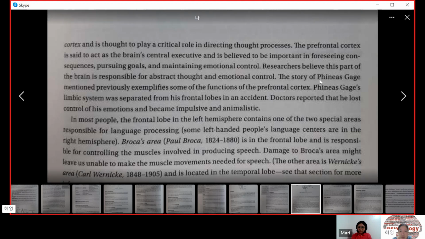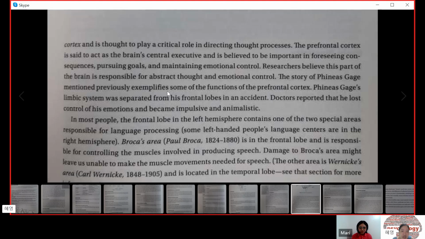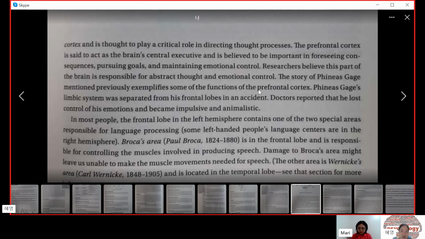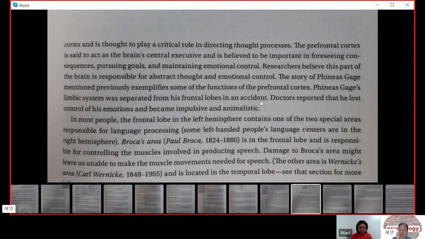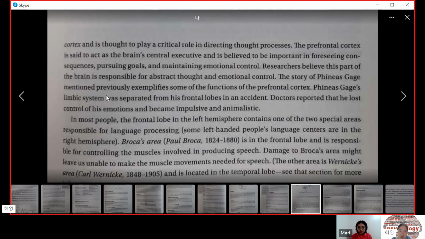The story of Phineas Gage mentioned previously exemplifies some of the functions of the prefrontal cortex. Gage's limbic system was separated from his frontal lobe in an accident. So there was an accident and he became a patient, and his brain was separated from his frontal lobe. At that time, doctors reported that he lost control of his emotions.